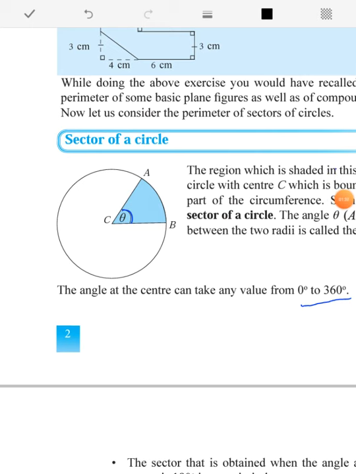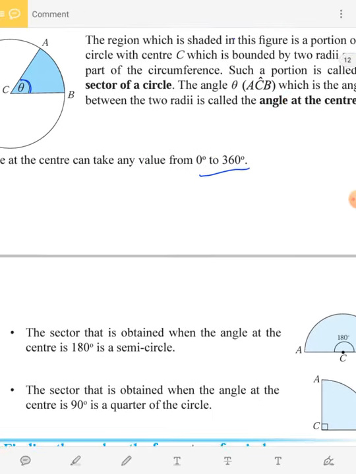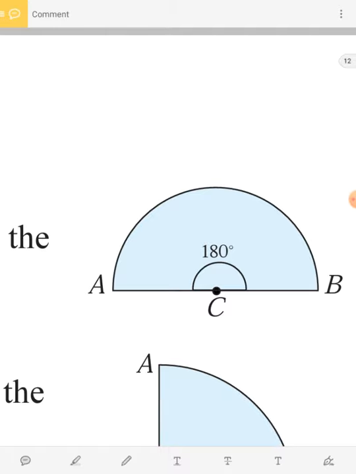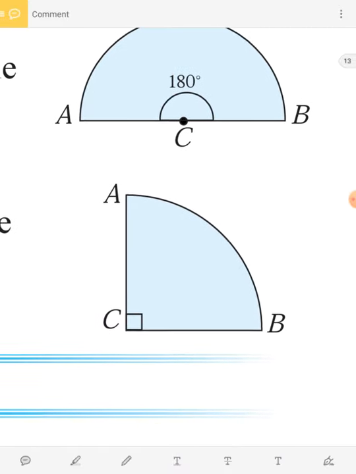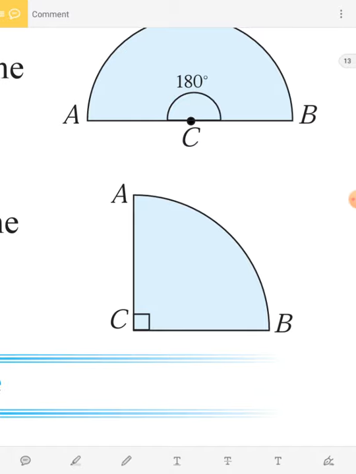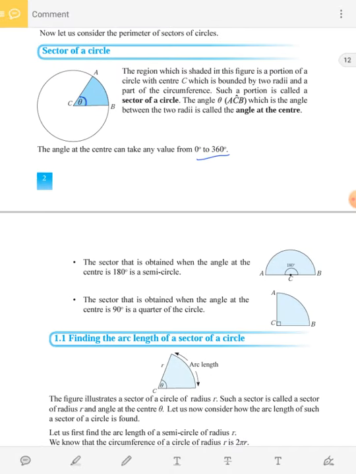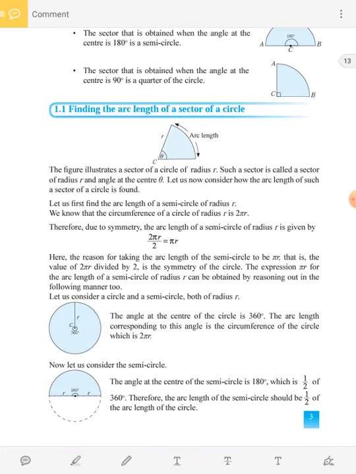Let's say this theta is 180. That means it's a semicircle. If theta is 90 degrees, it's a quarter circle. Under 1.1 we are going to learn how to measure arc length. So let's move to this.